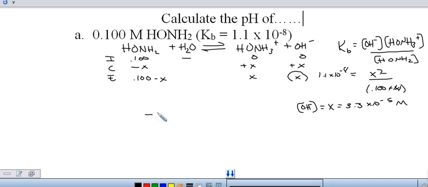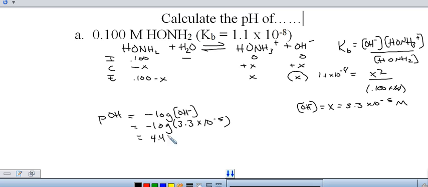And so if I take the negative log of that, that's the hydroxide. If I take the negative log of the hydroxide, I will end up with the pOH, not the pH. And so negative log of my value for x, and I will get a pOH of 4.48. The question, though, is asking us for the pH. And so for the pH, you have to take 14 minus the 4.48, and I will get 9.52 as the final answer.